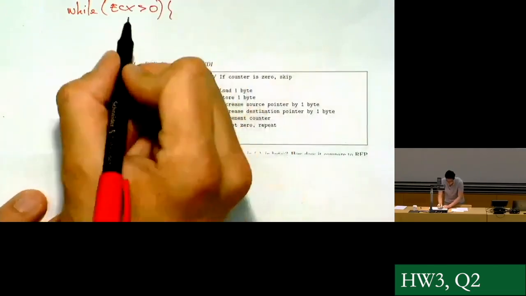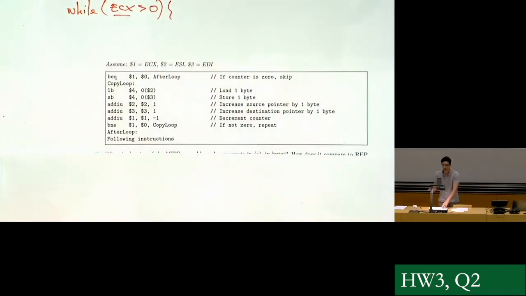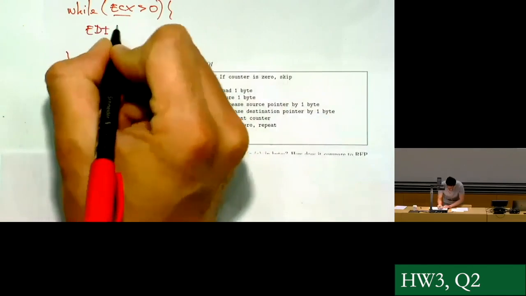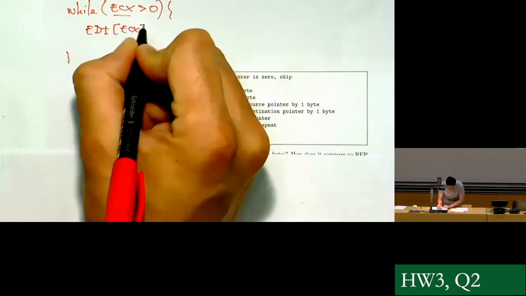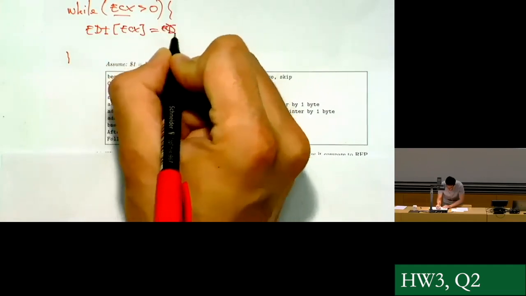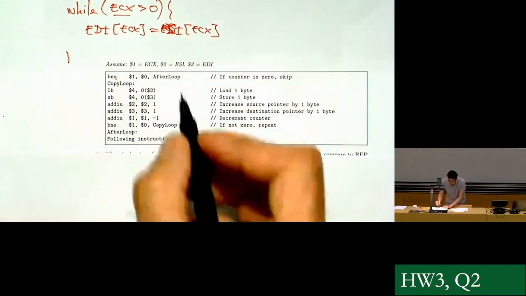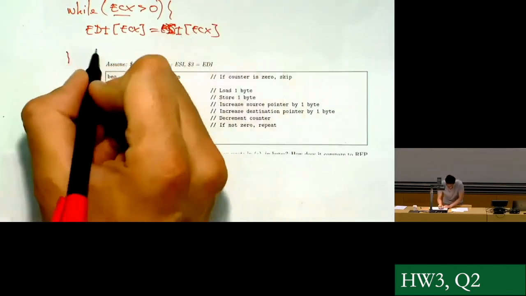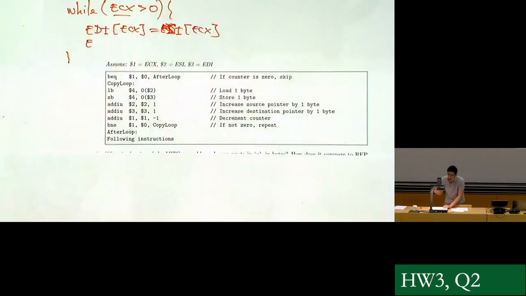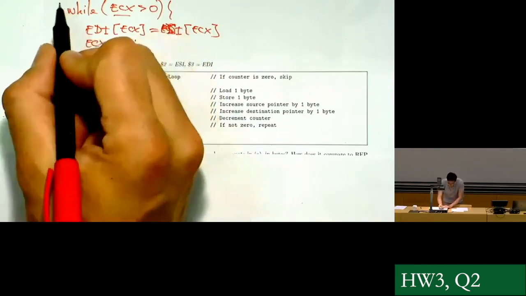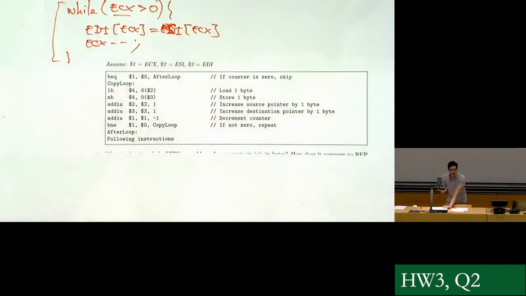Greater than 0, because ECX is the counter, where we have the total number of bytes that we need to copy, and this would be something like EDI, ECX equal, ESI, ECX. This ECX would be our counter and also the index to these arrays ESI and EDI, and after every iteration we decrement. So this would be the high-level language code to implement this rep movs.